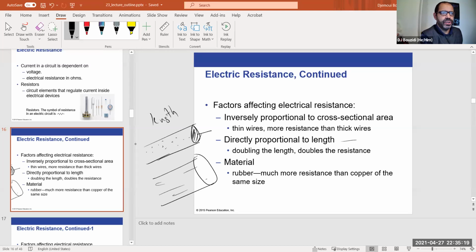So the resistance grows with the length, and changes inversely with the area. That means if the area grows, the resistance goes down. Okay. If the area shrinks, the resistance will go up. Okay. And the type of material also plays a role. Symbolically, and you may see that in the book, it's written as rho, which is a property of the material.